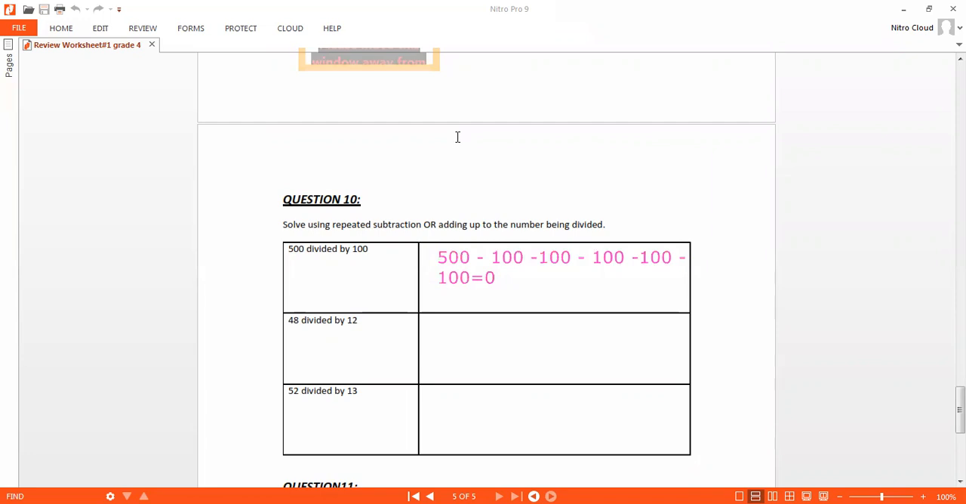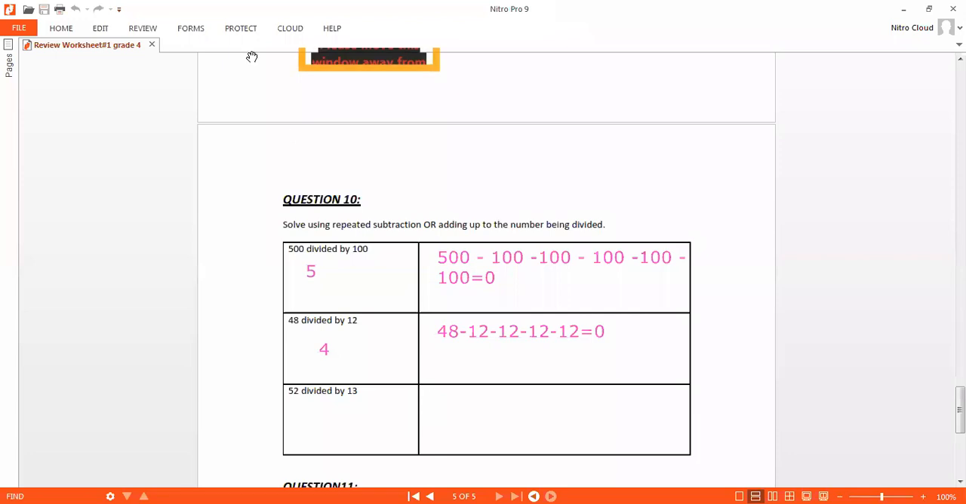When you are done, you have to count. How many times did we subtract? We subtracted 5 times. You just count the minuses. So the answer is 5. The same thing we're going to do in 48 divided by 12. So I need to do 48 minus 12. It's 36. Okay, 36 minus 12, it's 24. 24 minus 12, it's 12. And now 12 minus 12 is 0. So how many times did we subtract? 4 times.